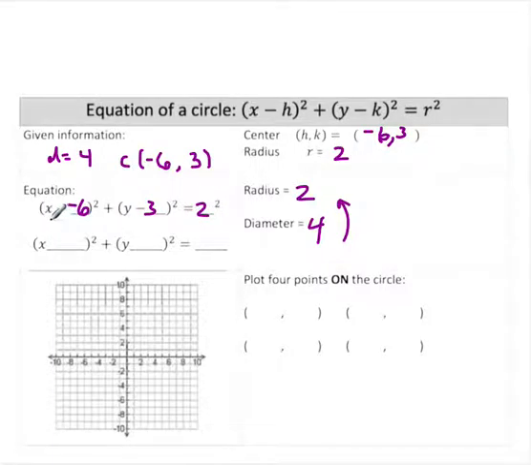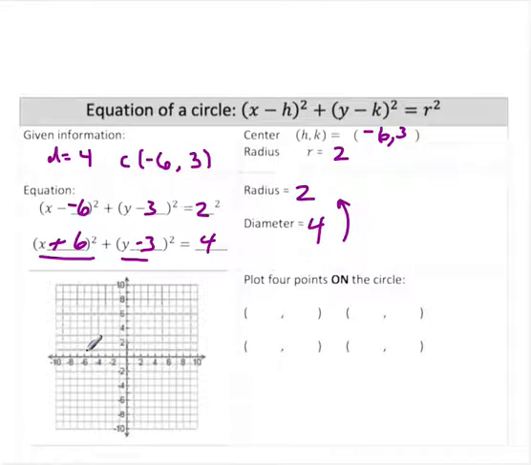Okay. Now here's x minus a negative 6. That's really x plus 6. Y minus 3 can't be simplified. And then 2 squared is 4. Once again, note, it's positive in the formula, but it's negative in reality. The y-coordinate is negative in the formula, but it's actually positive in reality. We're going to plot these real quick, but I'm not going to list them for the sake of time.